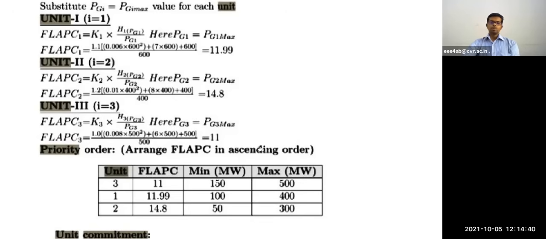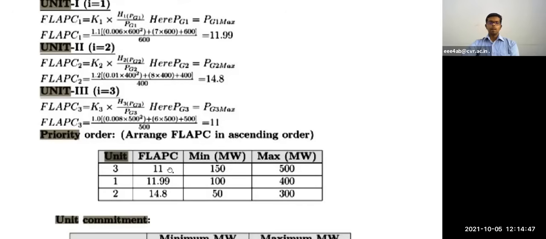You need to sort it in the ascending order, and based on the ascending order we need to sort. So if you sort in the ascending order, which FLAPC cost is less over here? That is the third generating unit. So next is the first, next is the second. Like that you need to sort. If you sort, then you need to formulate the priority order of the units based on the FLAPC.